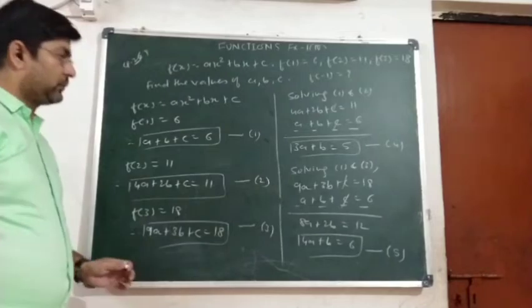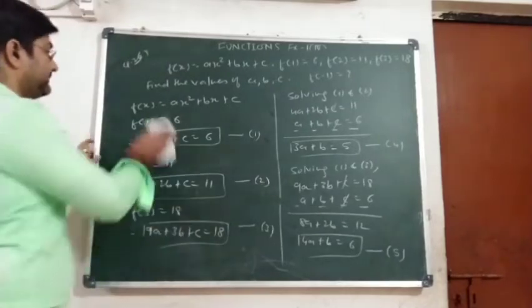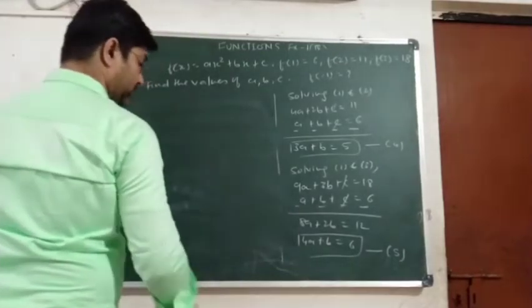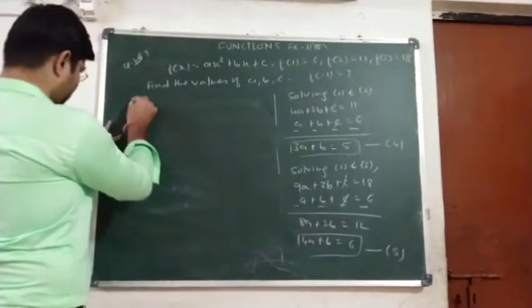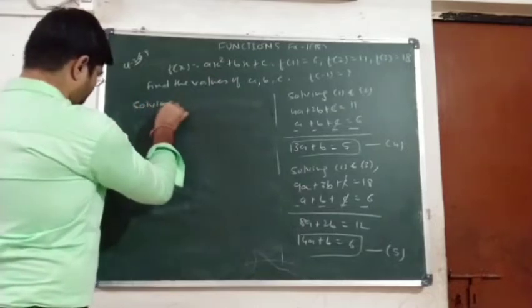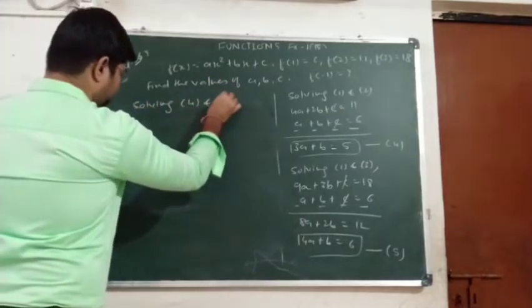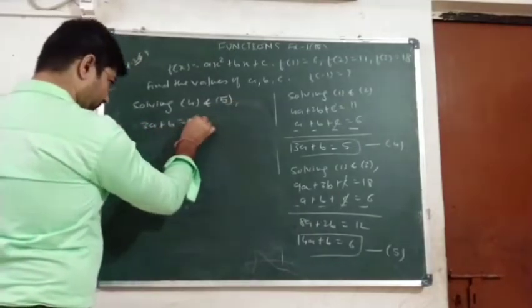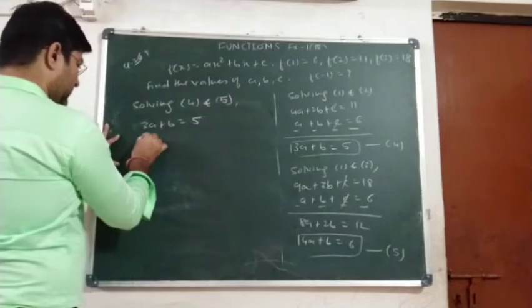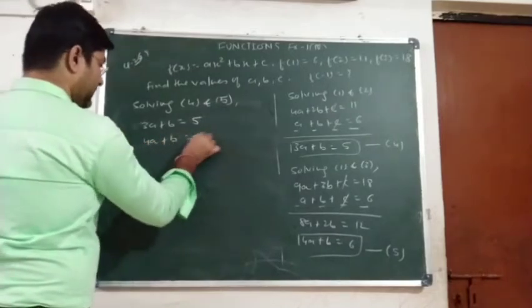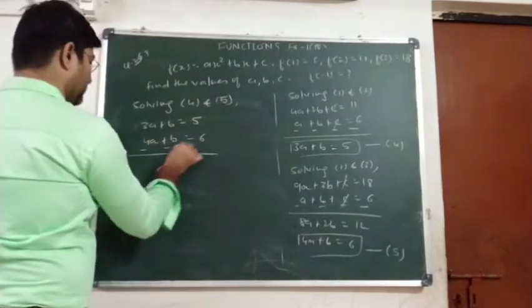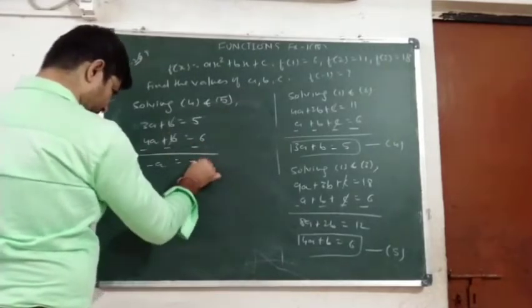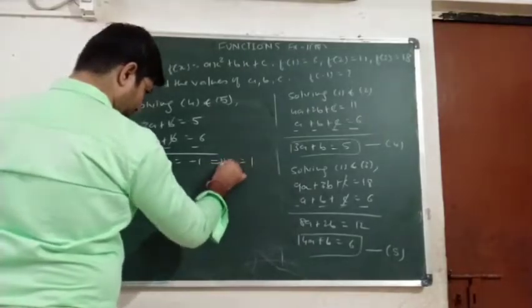Now I am removing the left hand side and solving equations 4 and 5. So we have 3a plus b is equal to 5, and 4a plus b is equal to 6. On solving we get minus a is equal to minus 1, implies a is equal to 1.